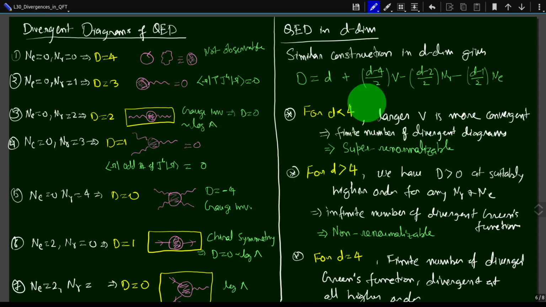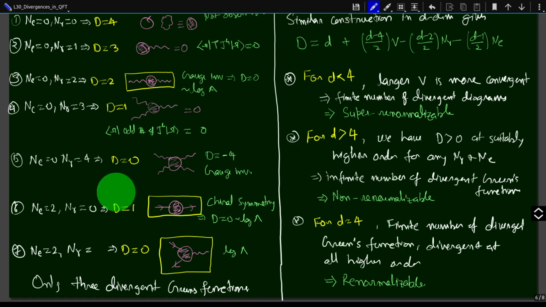If I have d greater than 4, then this factor is positive. That means we have D greater than or equal to 0 at suitably higher order for any N gamma or N e. Choose your favorite N-point Green's function. Then I can always go to a sufficiently large order where a large number of vertices appear, and this diagram will be divergent. That means an infinite number of divergent Green's functions, hence non-renormalizable. So QED becomes non-renormalizable in dimensions higher than 4. And for d equal to 4, as we can see, this vertex dependence goes away, and we have the formula already studied. So we have a finite number of divergent Green's functions, and hence at all higher orders.